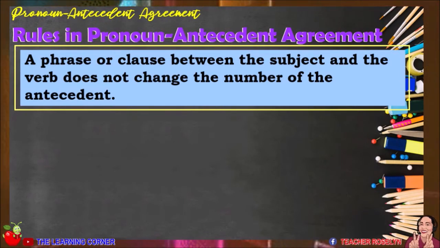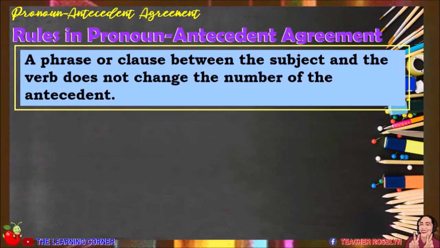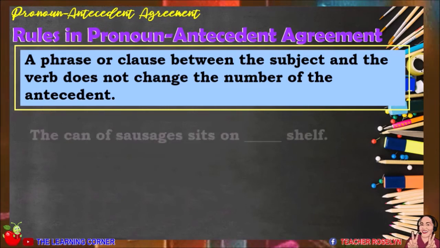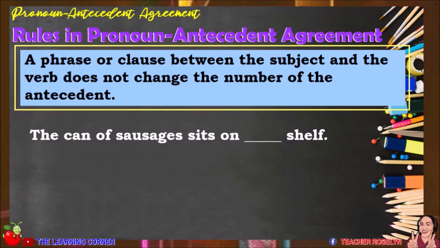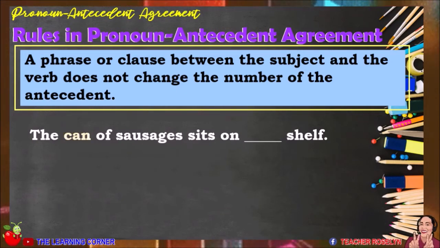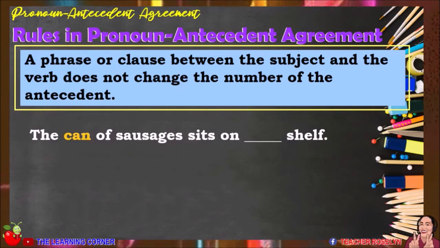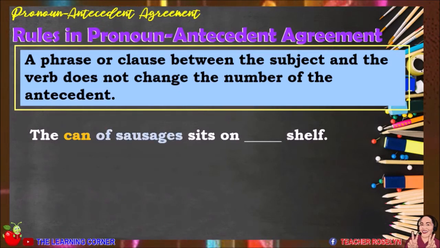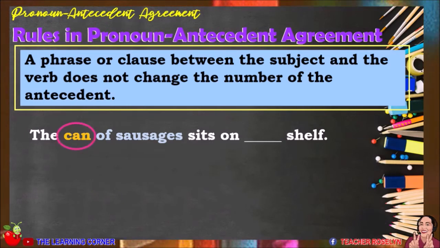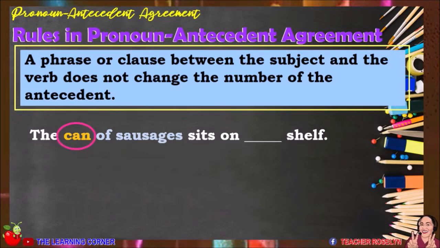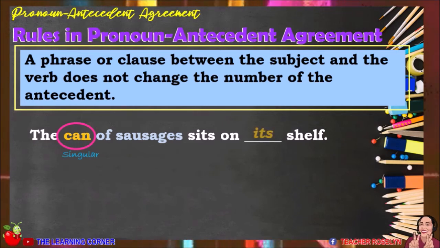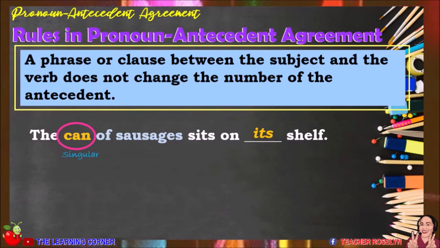A phrase or clause between the subject and the verb does not change the number of the antecedent. For example, in this sentence, the subject is the word can. Even though it is followed by the phrase of sausages, we will consider the word can as our subject, which is singular. So the pronoun to be used is its. The can of sausages sits on its shelf.